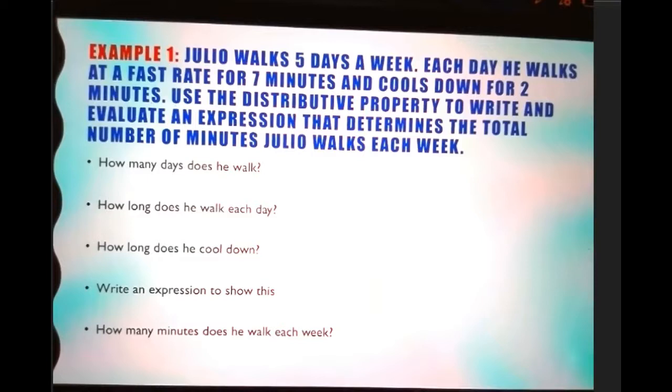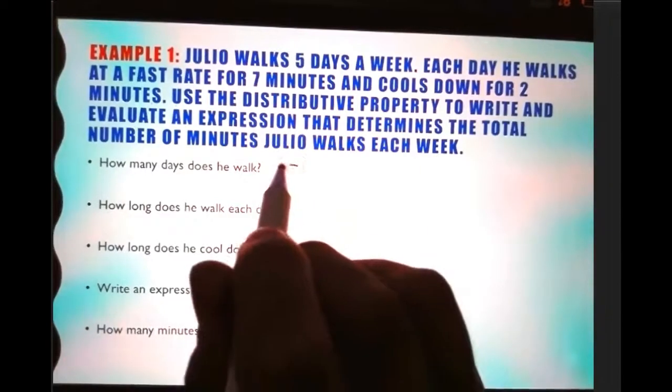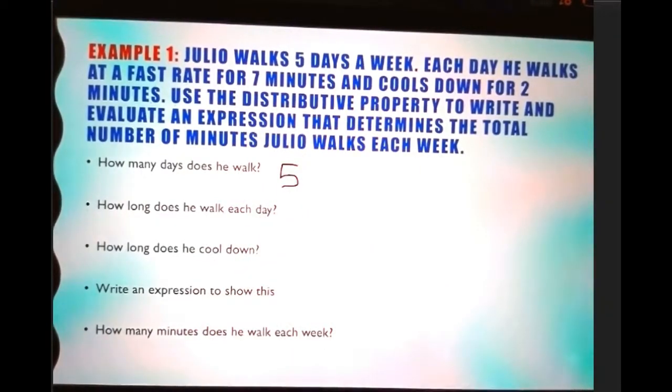Very nice. All right. So how many days does he walk? That's question 1. How many days does he walk? Luke, how many days does he walk? Awesome. Okay, Logan, how many minutes does he walk each day? So he does walk 2.